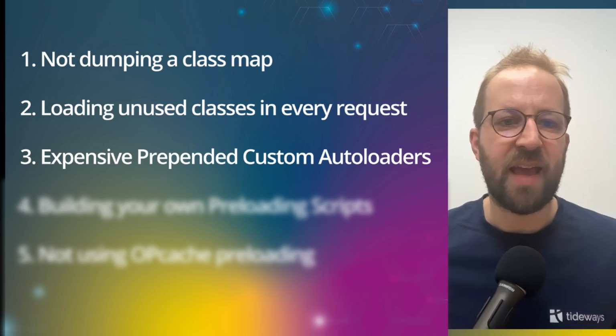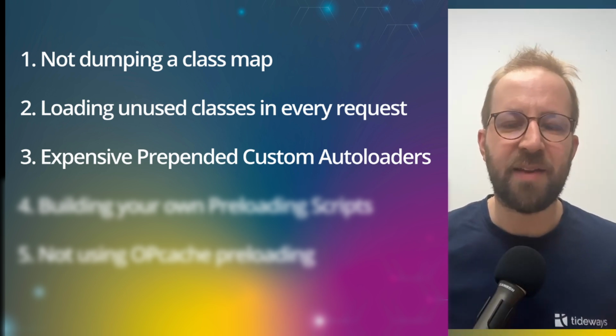The third mistake is expensive prepend autoloaders. The class map based autoloader of Composer should, in my opinion, always run first, because it will statistically have a very high success rate of finding a class. Let's say 95% of classes will be in the class map, and then all classes that are not in the class map are passed through to other autoloaders.